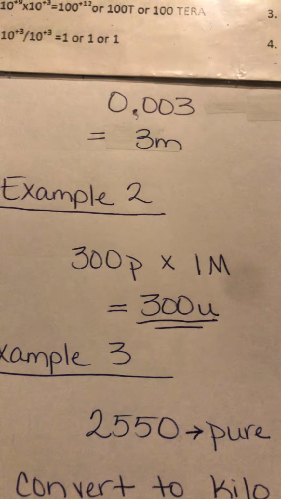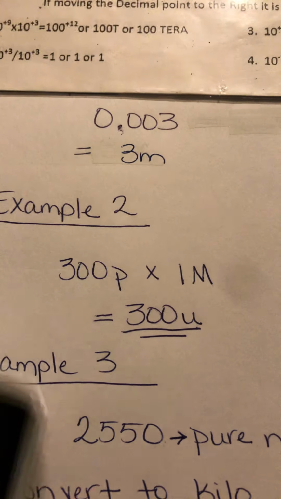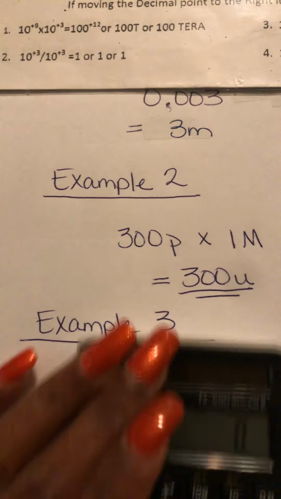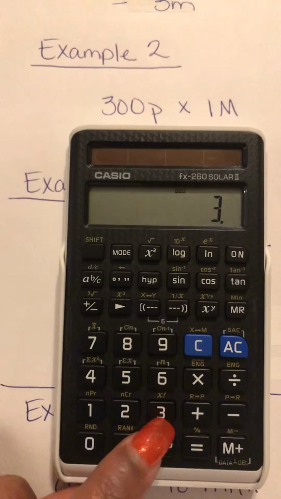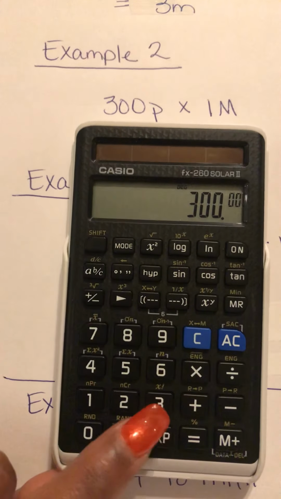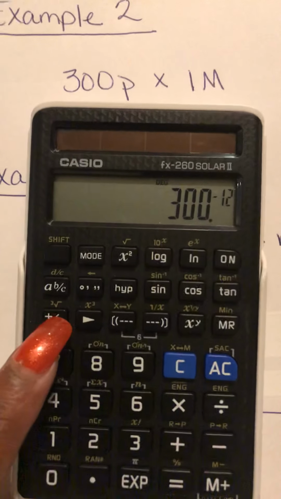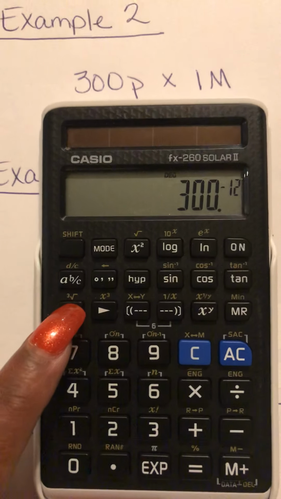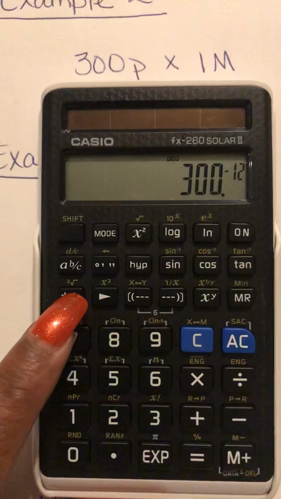Now, example 2 shows you that we want to multiply 300 pico, which is 300 exponent -12, times 1 mega, which is 1 exponent 6. Your answer should be 300 micro. Now here is me showing you an example using a calculator. So if I did 300 pico, which is 300 exp 12 negative, look at that. I can change that from pico to tera, so be very cautious when using a calculator whether you're trying to put in pico or tera.